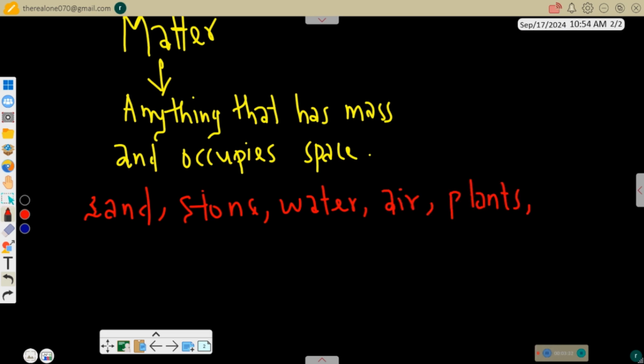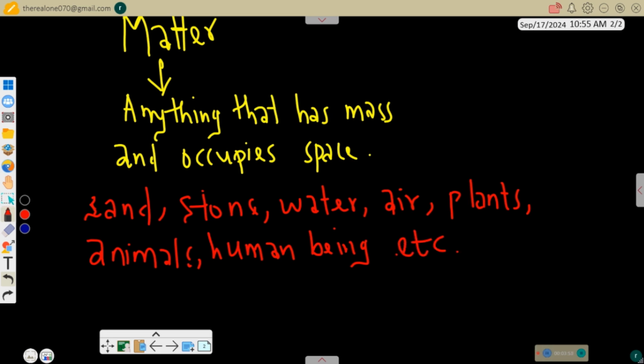Plants, animals, even human being is a matter. That is, even the teacher that is explaining chemistry now is a matter, and the students are also matter, and the whole people in the whole world are matter because we are all animals. An animal is a matter. In short, everything in the whole world is a matter, because everything has mass and occupies space. Now, we can see that matter comprises both living and non-living things, because both living and non-living things can occupy space and they have mass.